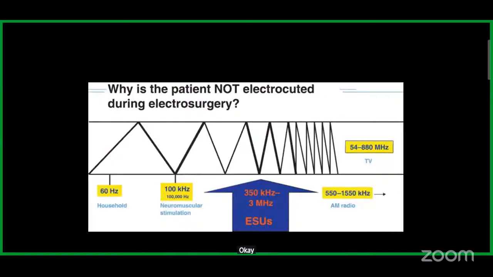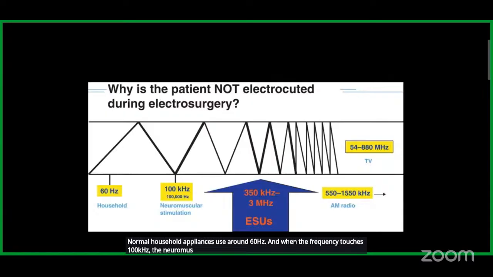What is the frequency that we use in the electrosurgical devices? 350 kilohertz to 3 megahertz is what is ideally used during electrosurgery. Normal household appliances use around 60 hertz, and when the frequency touches 100 kilohertz, the neuromuscular stimulation is stopped.